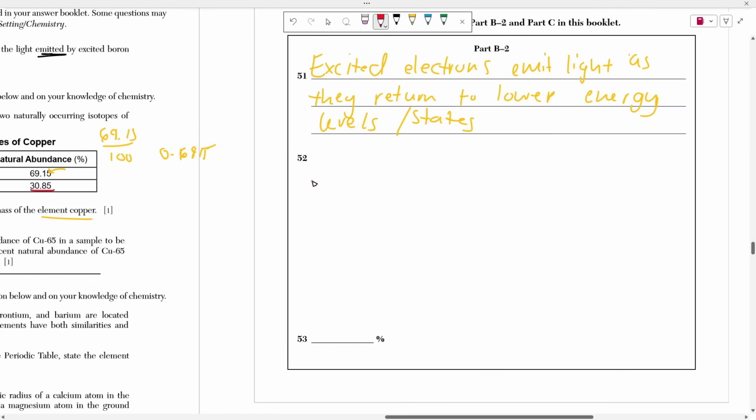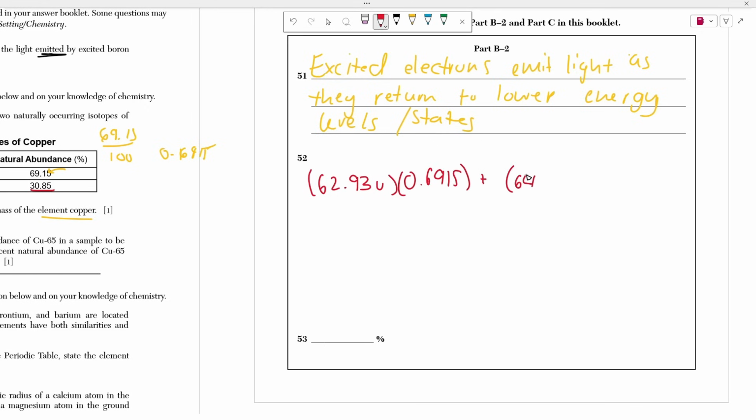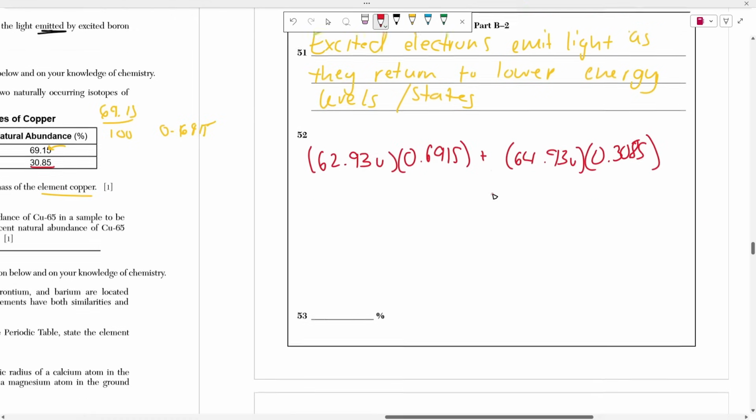I'm going to do 62.93 u, showing that that's the mass unit here, times 0.6915 plus 64.93 u, that's showing the unit for the mass, times 0.3085. This is more than enough work to show how to get full credit here. You showed how you calculated it, you would get full points here.